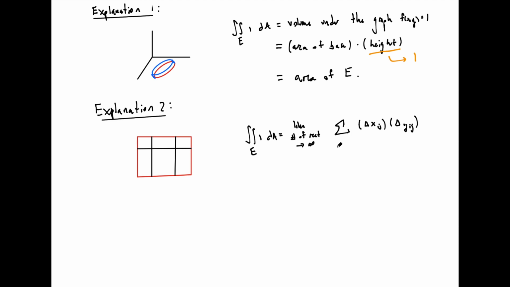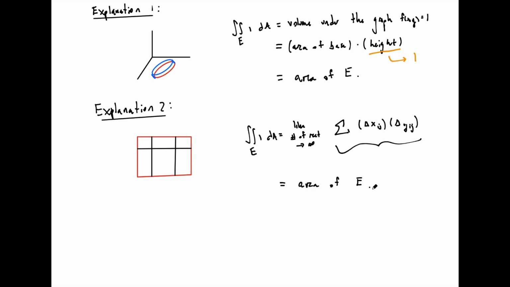Now let's just think about what we're doing right here. The summand is the area of one of these rectangles. So when I add up the area of all of those rectangles, I just get the area of the entire red rectangle. So this expression is just the area of the red rectangle, which is just the area of E.